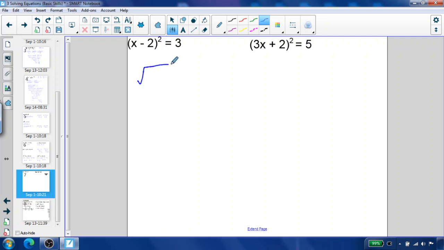So if you think about it, the square root of x minus 2 squared, well, these are opposites. So actually, they're going to cancel. So I'm going to be left with x minus 2 on this side. And then I just need to think about that. I'm going to have the square root of 3. Now, whenever you're initiating the square root, we need to be careful because you can actually have a positive or a negative answer.